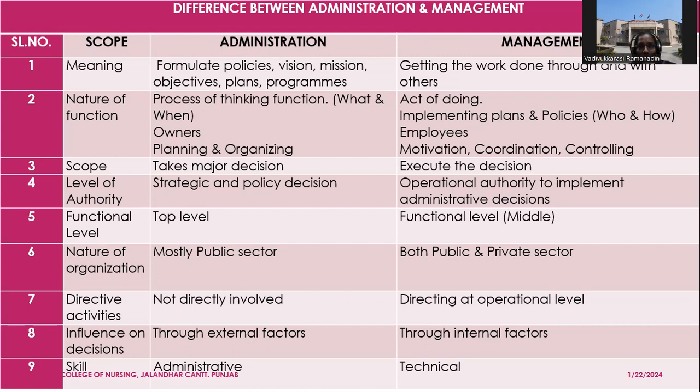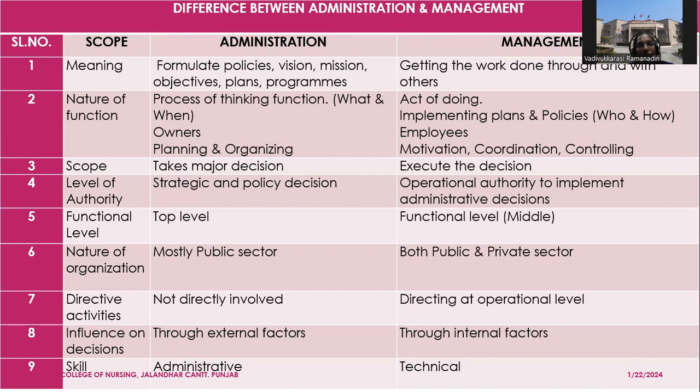And instead of ownership, here it is the employee-oriented things, and they must be motivated, coordinated and controlled. So this is the nature of function in management. In terms of scope, administration takes the majority of major decisions, whereas in management, it is execution, executing the decisions.